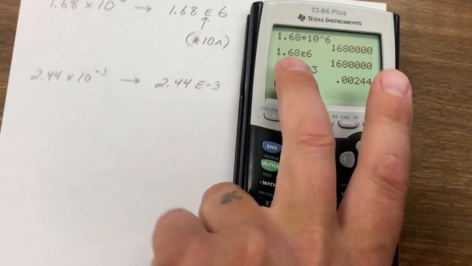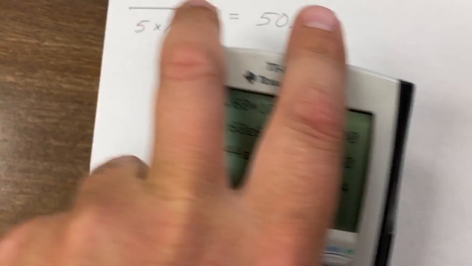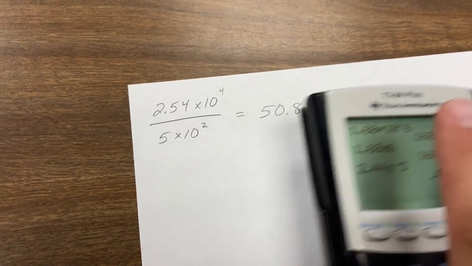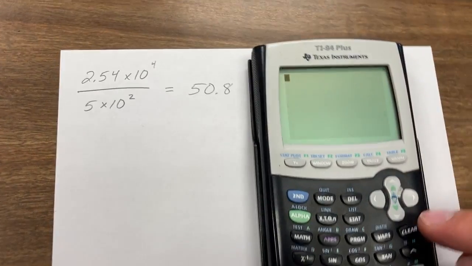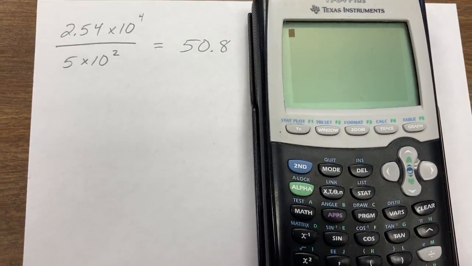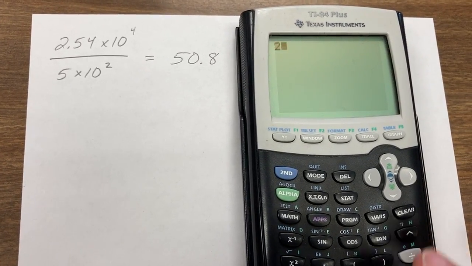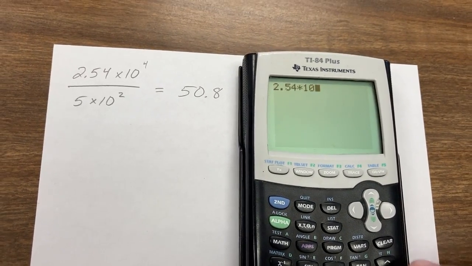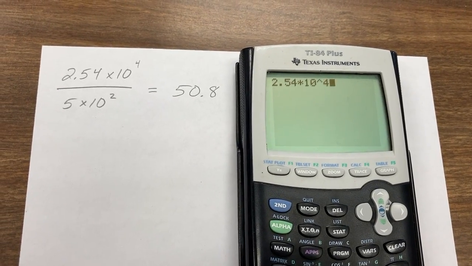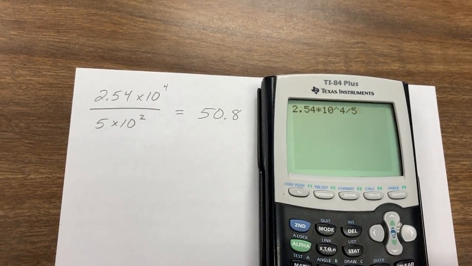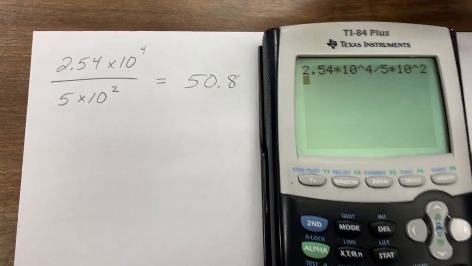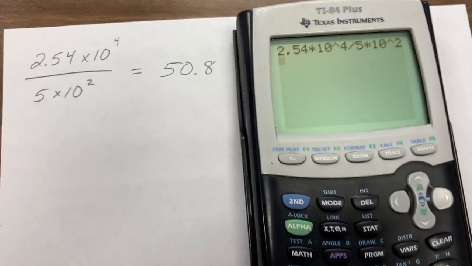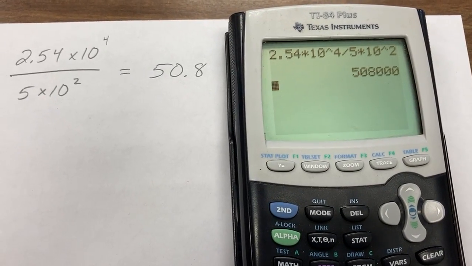Now this is the reason why we want to enter it with the E: because of order of operations clerical errors, okay? This right here, if I gave you this problem to do, the answer to this problem is 50.8. Let me show you what happens if you put it in using the multiplication and the caret. So if I go 2.54 times 10 caret 4, then I divide that by 5 times 10 to the power of 2. What I've entered there is exactly what's written here. I'm just entering it without the E function. If I hit enter, I get an entirely different answer than I'm supposed to.